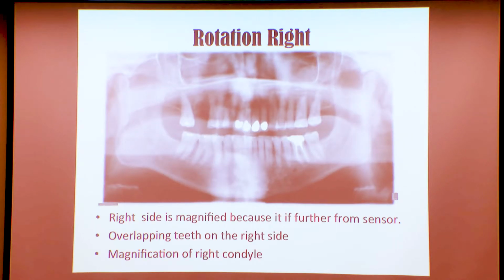So I'm just showing you what some panoramic images look like with some errors. This is when there was rotation to the right. So you can see the angle of the mandibular body looks wider here than on this side. And you can see the right side of the teeth here, they're overlapping more than this side is. And then magnification of the right condyle here. You can see that it looks bigger than this one. That's because instead of it looking flat like this, you're looking at it from the side, so it looks thinner.